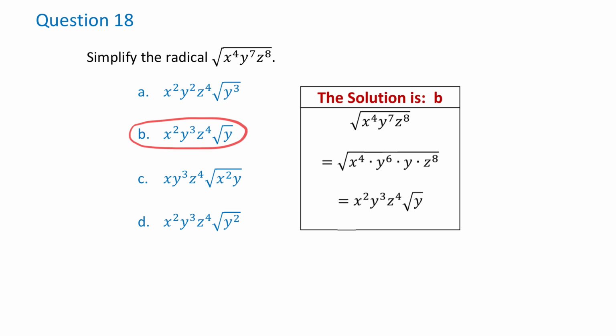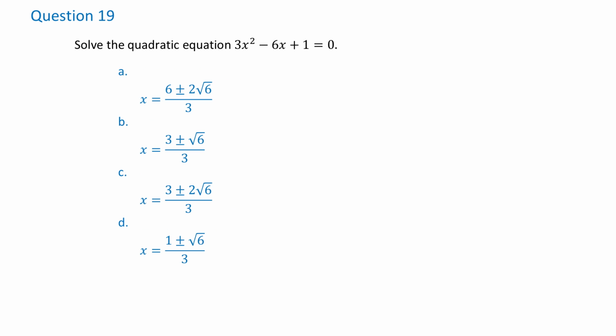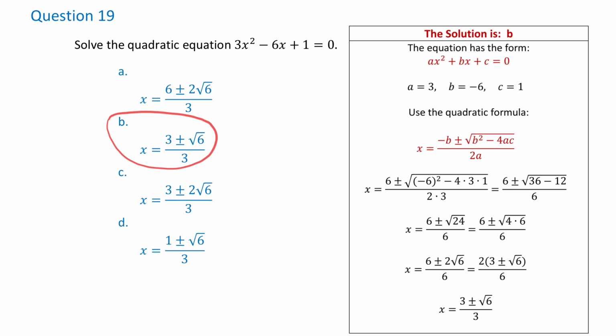Now let's continue with question 19. In this question, solve the quadratic equation 3x squared minus 6x plus 1 equals 0. Please pause the video and find the solution. And now let's see the right solution. The right solution is B.